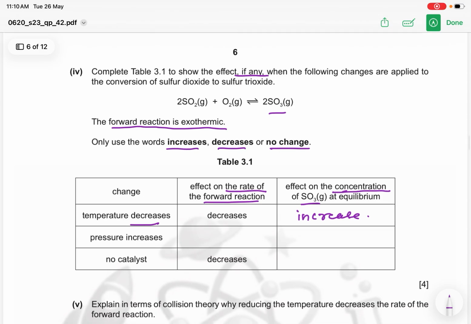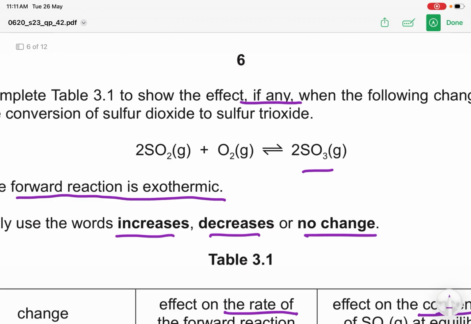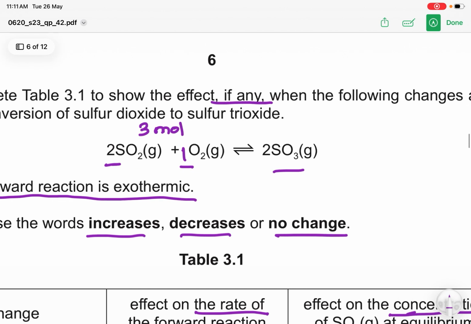Next, pressure increases. If the pressure increases, definitely the rate of reaction will increase because the particles will come much closer together. Now, whenever we talk about pressure in terms of equilibrium, we have to first check the number of moles on both the sides. So here we have 2 SO2 and there is nothing in front of oxygen, meaning we consider 1. So 2 plus 1 is 3 moles on the reactant side, and we have only one product, that is SO3, which is 2 moles here. So we will write 2 moles of product.